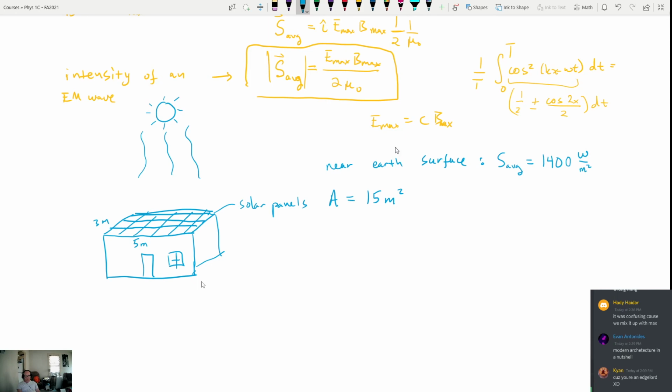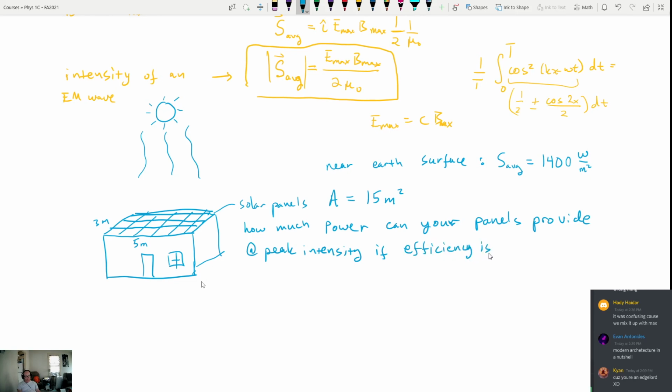Let's figure out the amount of power, how much electrical power you can get from your solar panels, if the efficiency of the solar panels is 20%. Okay, so that's what we want to figure out. How much power can your solar panels provide at peak intensity if the efficiency is 20%? So we'll assume that this represents the intensity of the sun whenever it is directly overhead. And that's our area, okay?